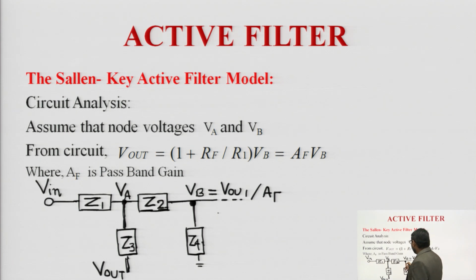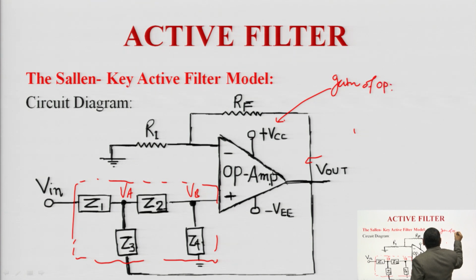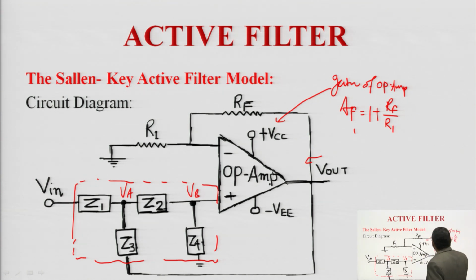Okay. We consider the two nodes, one is VA and the second one is VB. The gain of the filter, not the gain of the op amp, we consider as AF, and AF equals 1 plus RF by R1. It is also defined as the pass band gain of the filter.